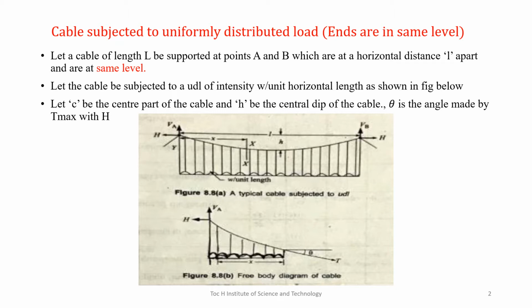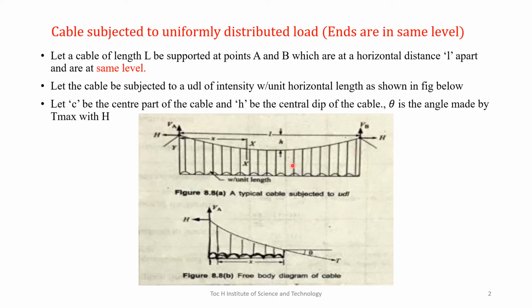That means the analysis of cables which are subjected to a UDL of intensity w per meter and whose ends are at the same level. So let a cable of length L be supported at the points A and B, which are at a horizontal distance L meters apart and are at the same level. Okay, here you can see the supports A and B are at the same level. So let the cable be subjected to a UDL of intensity w per unit horizontal length, as shown in the figure.